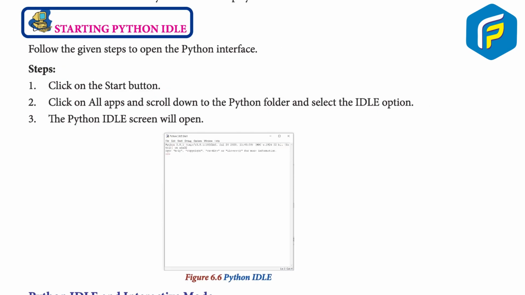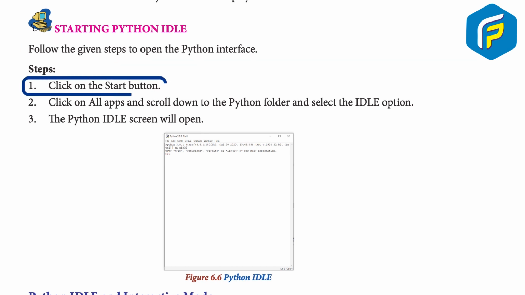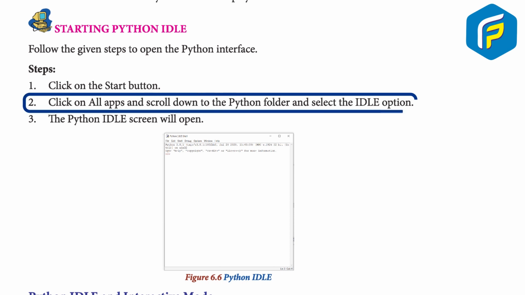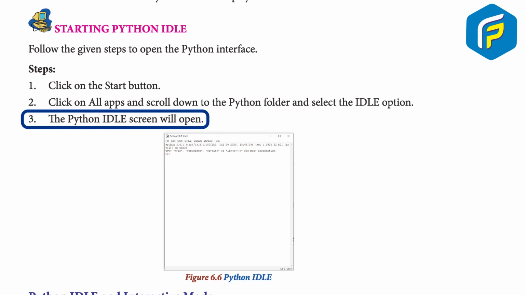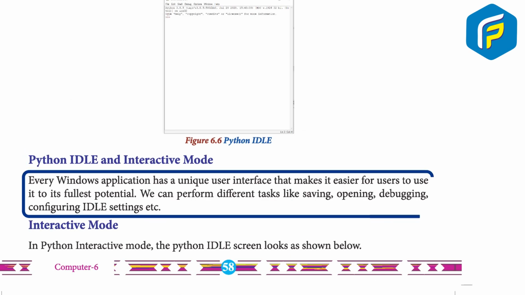Starting Python IDLE. Follow the given steps to open the Python interface. 1. Click on the Start button. 2. Click on All apps and scroll down to the Python folder and select the IDLE option. 3. The Python IDLE screen will open. Python IDLE and interactive mode. Every Windows application has a unique interface that makes it easier for users to use it to its fullest potential. We can perform different tasks like saving, opening, debugging, configuring IDLE settings, etc.